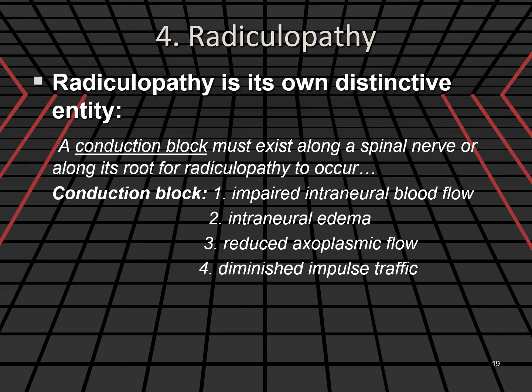See, I bet some of you thought radiculopathy just covered everything going into the lower extremities. Or maybe you didn't. But it's its own distinctive entity. So in order to have a radiculopathy, a conduction block must exist along the spinal nerve root. What is a conduction block? Well, it's a neurocompressive lesion intense enough to impair intraneural blood flow, to cause intraneural edema, to reduce the flow of axoplasm, and diminish the axonal impulses going through that nerve root.